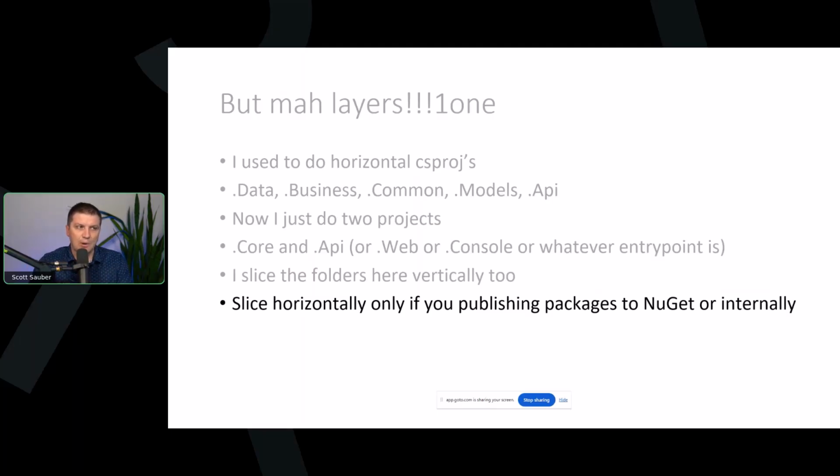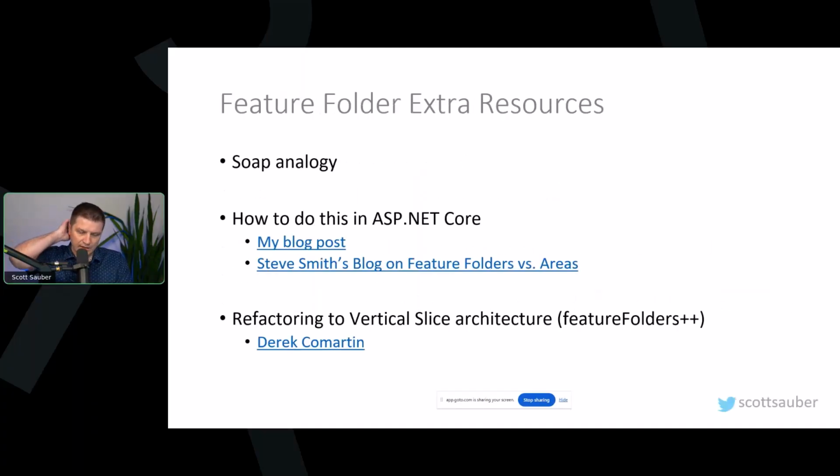Let's say you're publishing your models to an internal NuGet repository or something like that. In that case, I would probably slice horizontally and have a models folder or csproj, so that I could publish that internally and not have to bring Entity Framework and things like that in. But otherwise, if I just have one consumer and it's just my application, I'll slice and dice it this way. So I've got some resources here.